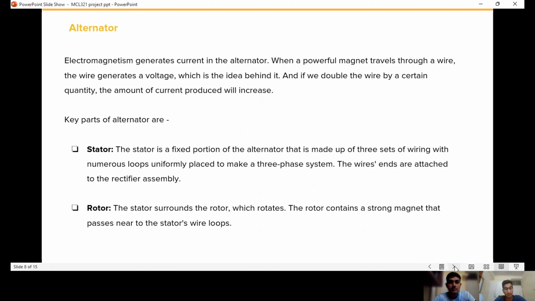Now talking about the parts of the alternator, there are different parts. The first is the stator. It's a fixed part of the alternator which consists of a coiling in the form of loops. The second part is the rotor, which is a strong magnet, and this is the part which rotates.